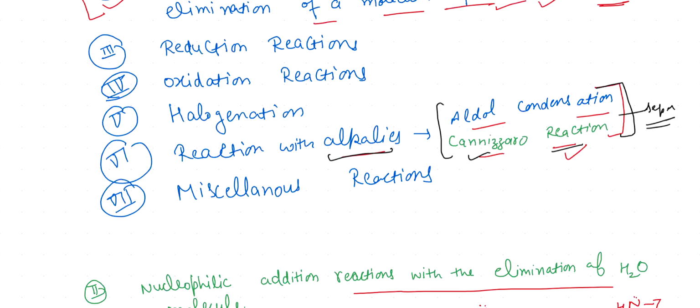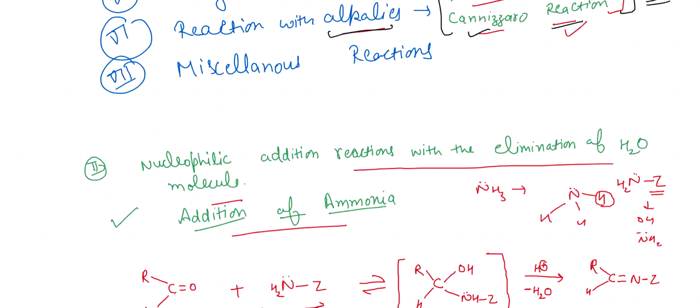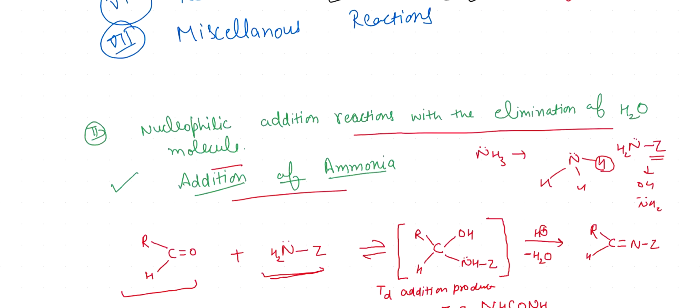So today is nucleophilic addition reactions with the elimination of water molecules. Clear? So aldehydes and ketones react with a number of ammonia derivatives. Here, first of all, what is ammonia? Ammonia is NH3. So this is its pyramidal structure.